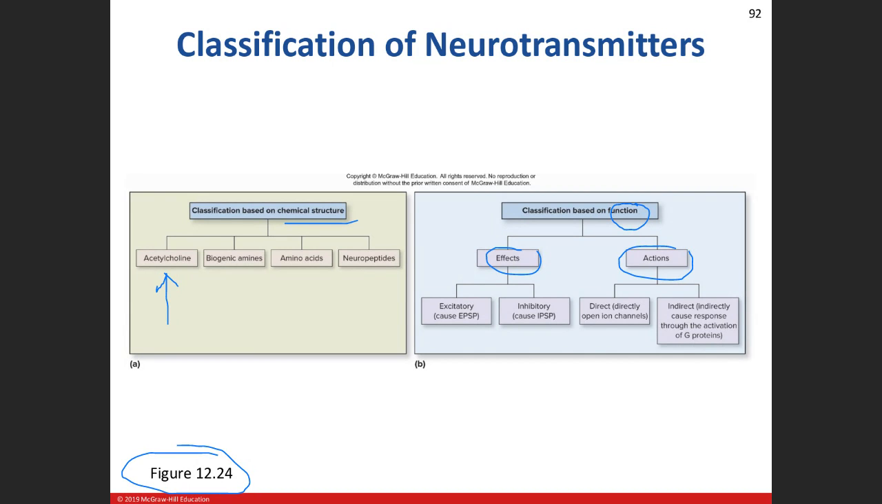And then there's the function, and that's what we just talked about, the effects and then the actions of those functions. It's either going to be excitatory or inhibitory. If it's excitatory, we're generating EPSPs. If it's inhibitory, it's going to be generating IPSPs. Then our actions are going to be direct, opening up a channel so ions can cross over the channel, or indirectly using G proteins or secondary messengers, okay?